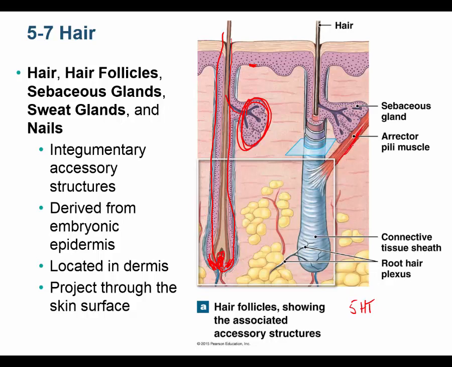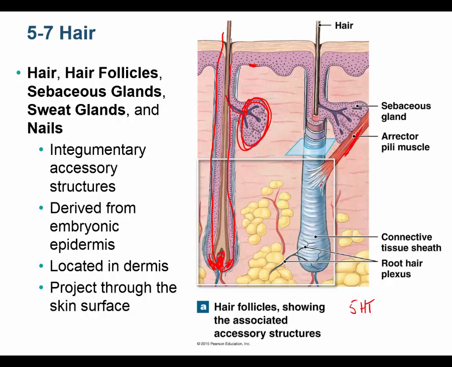Oftentimes your hairs have an erector pili muscle. It's a smooth muscle. It's under involuntary control. They have that muscle hooked to the hair follicle, and when it contracts, your hair stands upright, and when it's relaxed, your hair is laying down. And different things can make that contract. Being cold can make it contract.